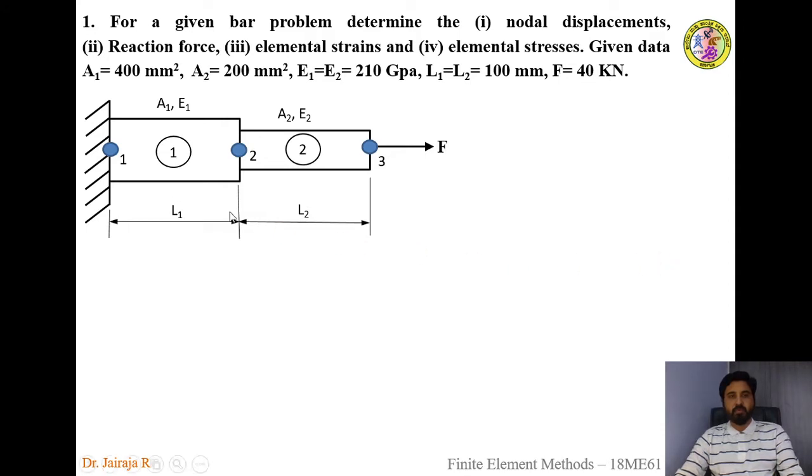So in this problem there are three nodes, node 1, node 2, node 3, and there are two elements, element 1 and element 2. So load is applied at node 3 and node 1 is fully fixed.